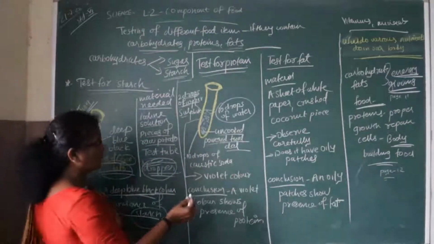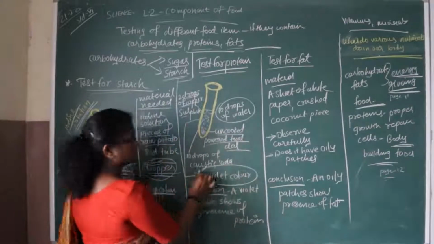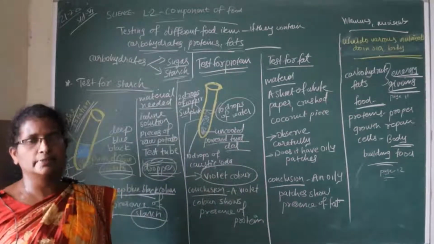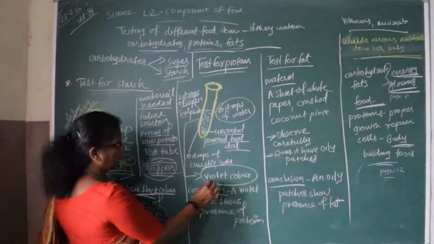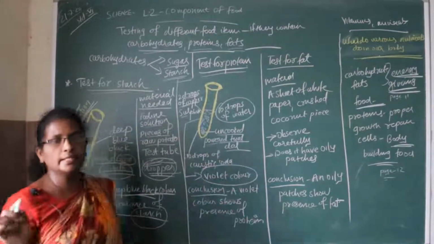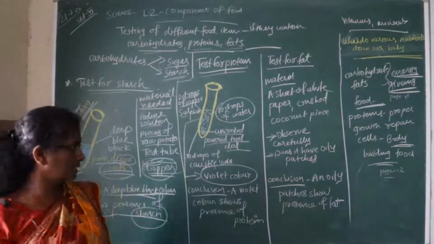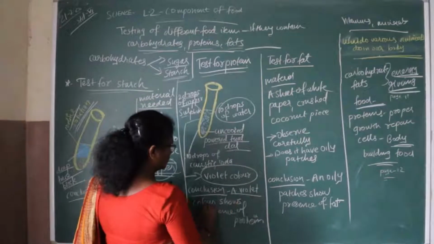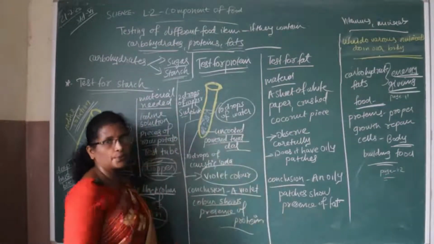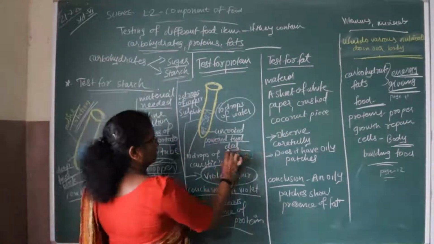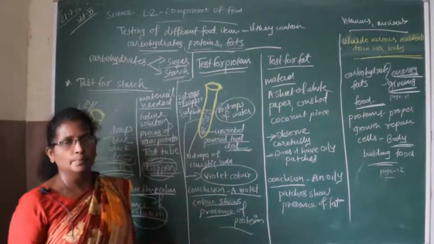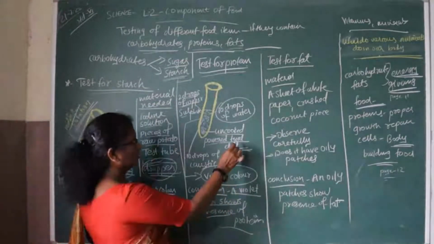The solution becomes violet in color. After a few minutes we can see that the solution has become violet. So we conclude that in this activity the violet color shows the presence of protein. Protein is present in tuvar dal.